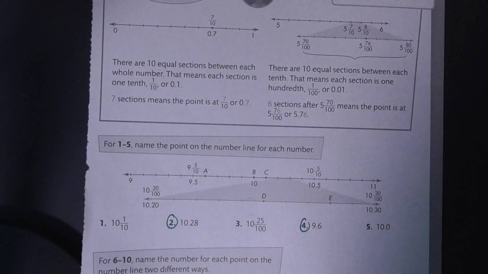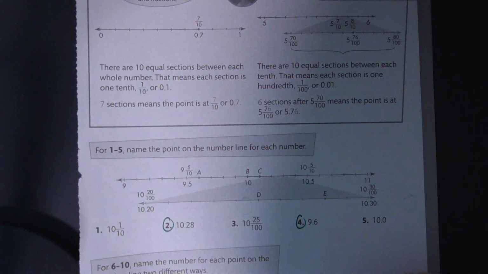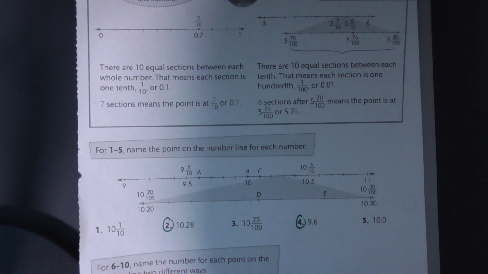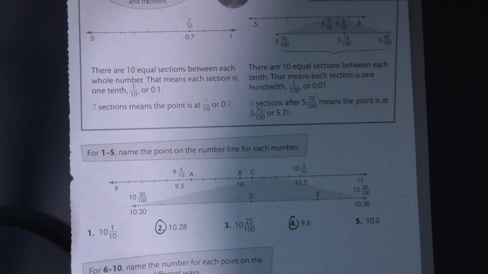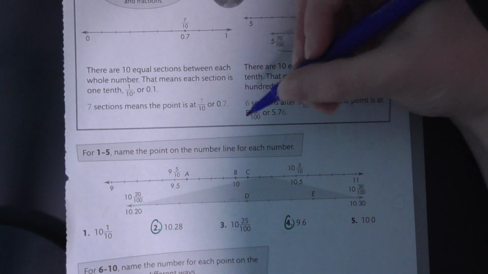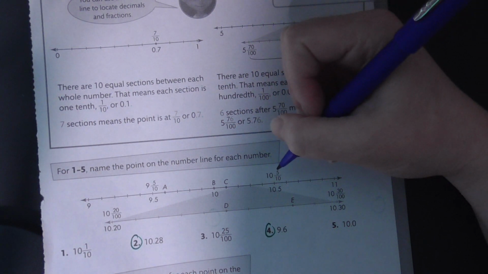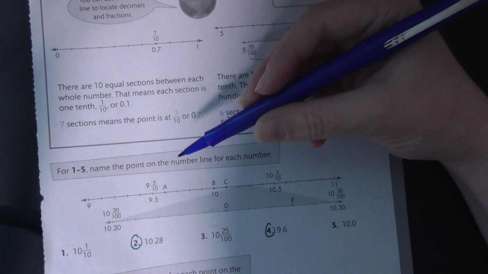Well, we've got 10.28 hundredths, and I say it that way because we have two place values to the right of the decimal point, so I know that these are hundredths. So 10.28 hundredths. And where am I going to put that on my number line? Well, I know that I've got to find number 10, and it's going to be past that.